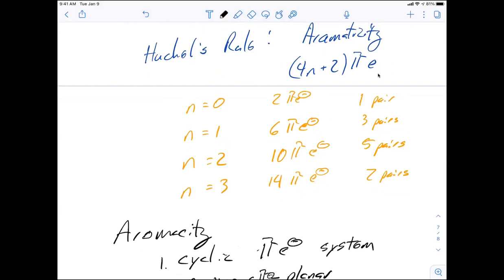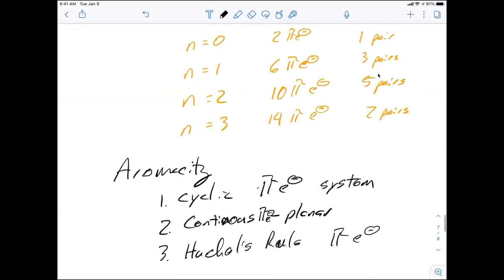So the N doesn't identify anything. The N is just an abstract whole integer, right? But what the N does is tell you which number of electrons match Huckel's rule, right?